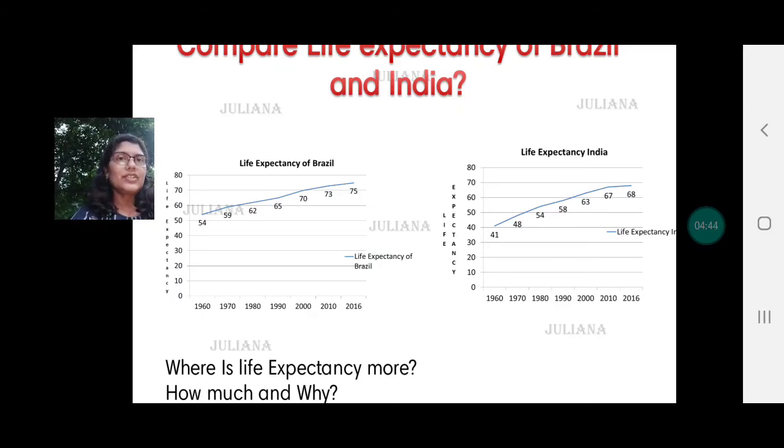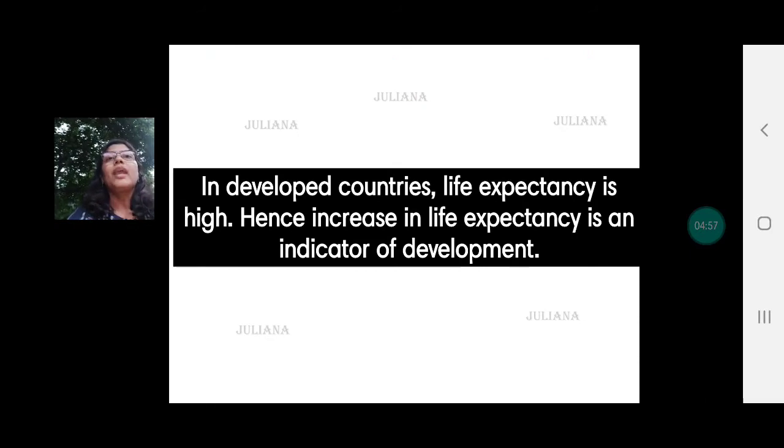Yes. Literacy. Anything else? Standard of living is higher in Brazil compared to India. Better facilities, medical facilities, etc., which I'll be talking about very soon. What you realize is, in developed countries, the life expectancy is high. That means India is still a developing country where our life expectancy is low. Hence, increase in life expectancy is an indicator of development. So, in the European countries and American countries, the life expectancy is much higher.